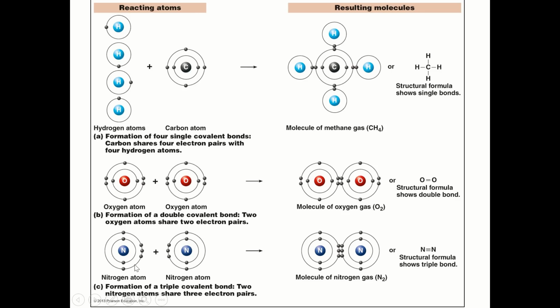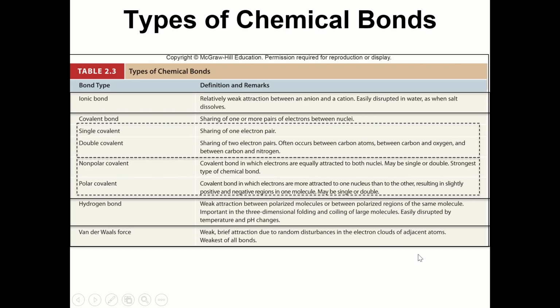This one gives you an example of a triple covalent bond. So two nitrogen atoms sharing 1, 2, 3 pairs of electrons in order to present this idea that they have full valence shells with 8 electrons in each. And so that's the idea of a triple covalent bond.